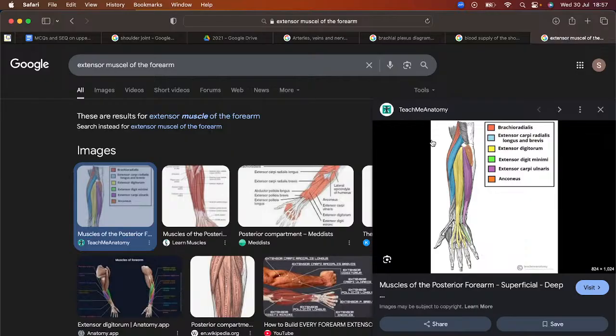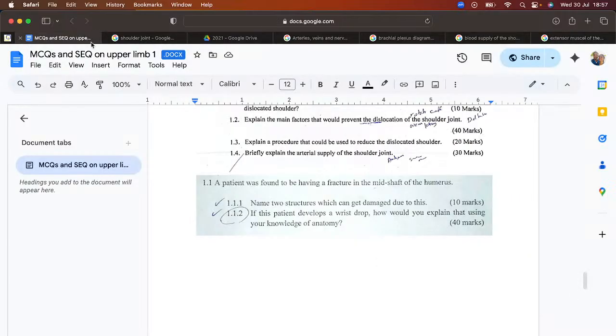Because you can see some of the muscles don't reach all the way, like the brachioradialis and extensor carpi radialis longus and brevis, while the extensor digitorum goes all the way to attach to the phalanges of the fingers. So that muscle is very important. The moment the radial nerve is no longer supplying any of these muscles, it means immediately that a wrist drop will happen. Those are things that you need to include in that answer.